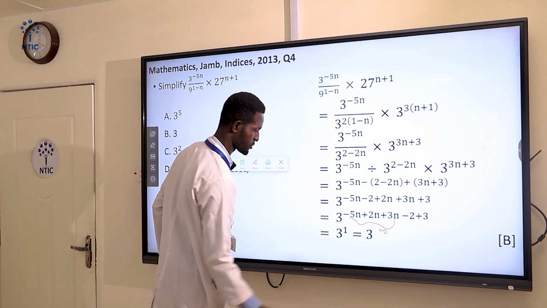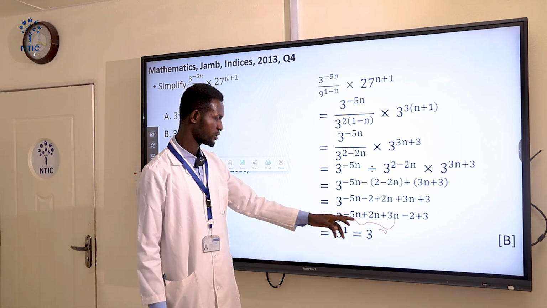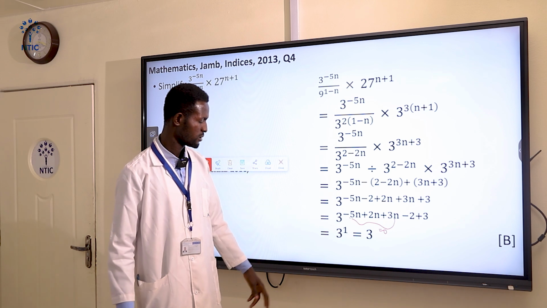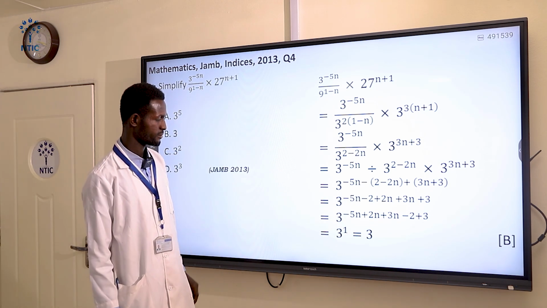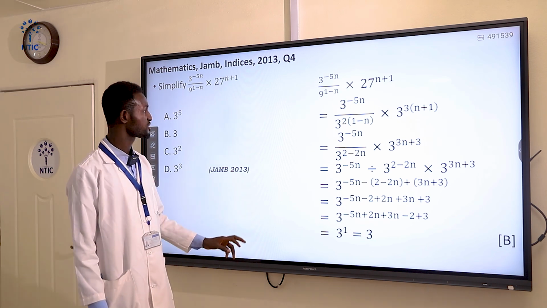This is equal to 0. Then we are left with 3 raised to power minus 2 plus 3, which is 3 raised to power 1, which is same as 3. So we move to the next question.